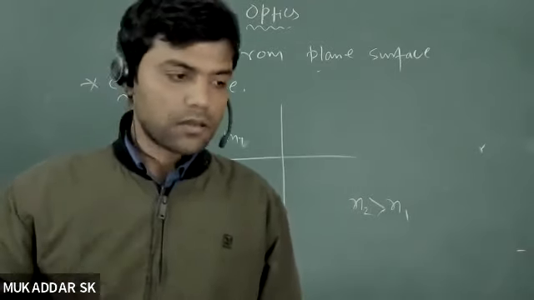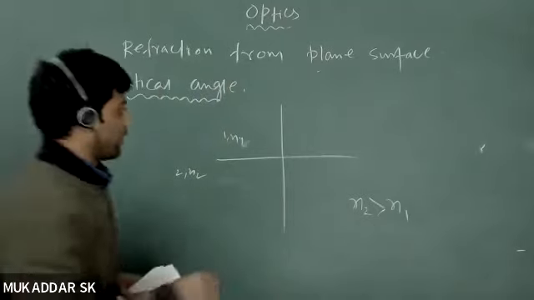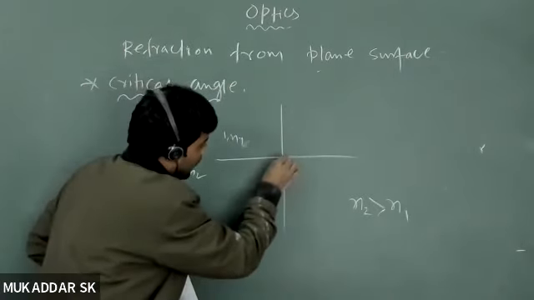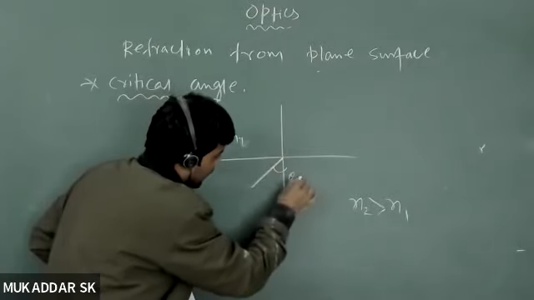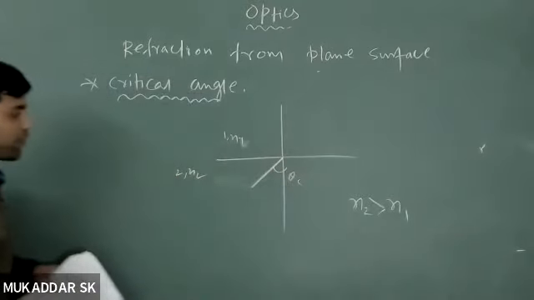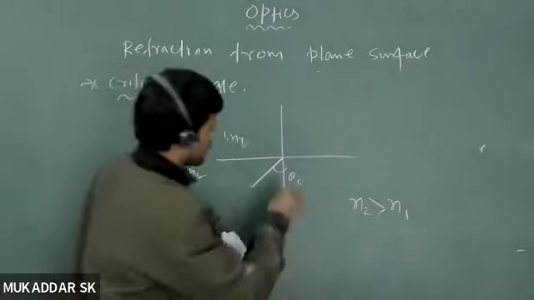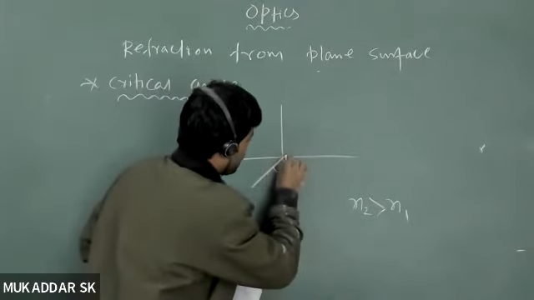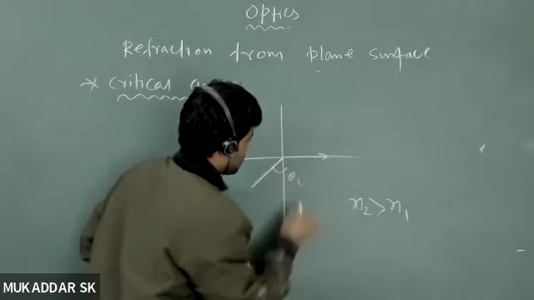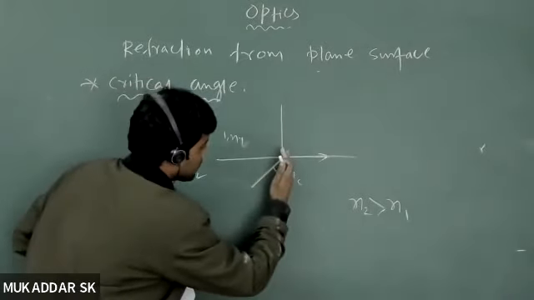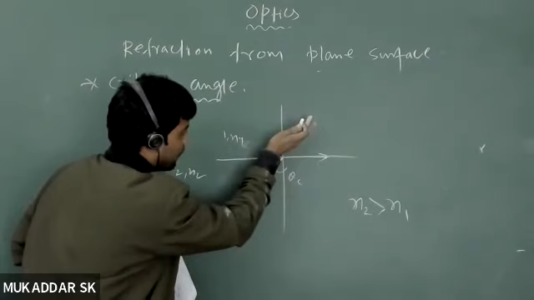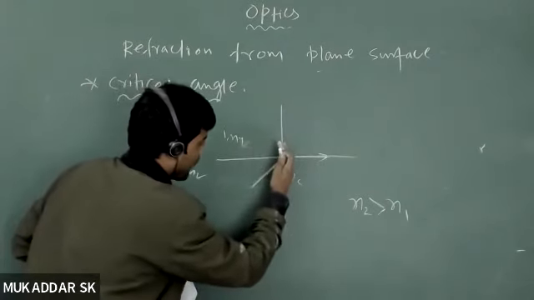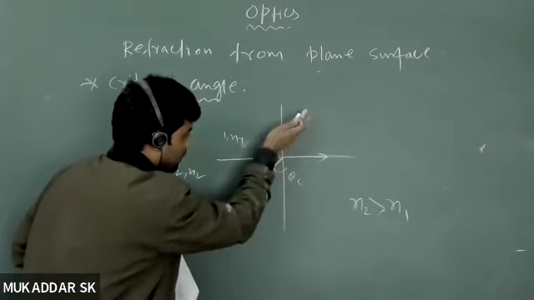Yes, sir. But at a particular angle, known as the critical angle, the angle of refraction will be 90 degrees. So it means the refracted ray will pass like this. As you keep increasing the angle of incidence, the angle of refraction will also increase according to Snell's law.